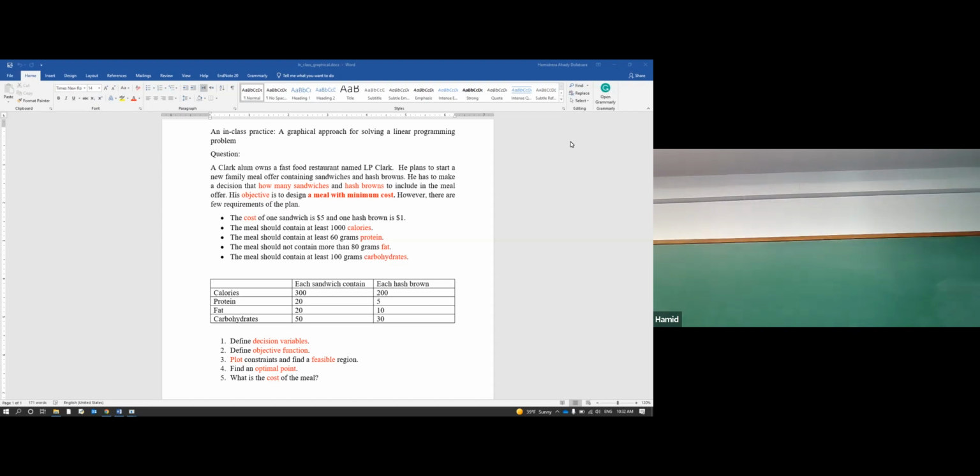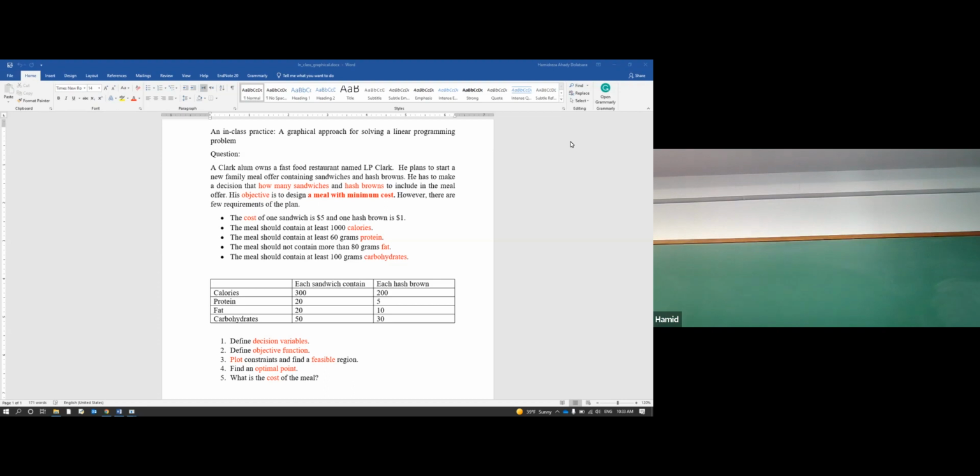Okay. Second constraint, it should have at least 60 grams of protein. So we only know the coefficient of protein for sandwich and hash brown. The next is for fat, and here it should not have more than 80 grams of fat. Yes, it should be less. So 20 times S + 10 times H.